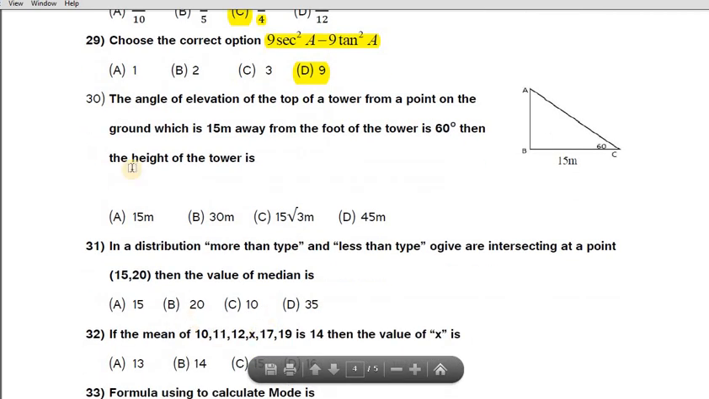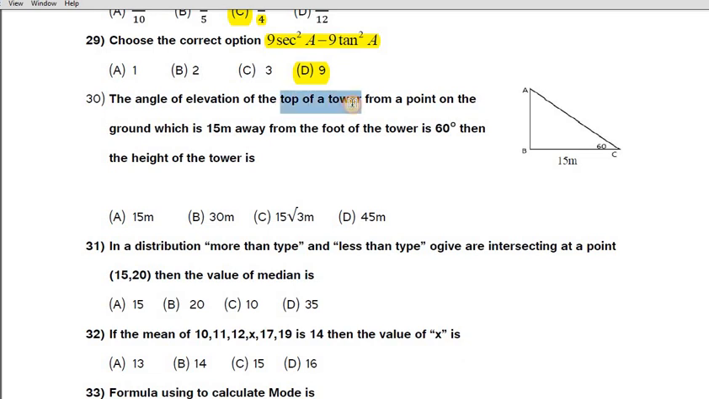Next question number 30. The angle of elevation of the top of a tower from a point on the ground which is 15 meter away from the foot of the tower is 60 degree. Then the height of the tower is. So angle of elevation is given. So if you observe the figure, 15 meter is the distance of the point from the foot of the tower. So C is the reference angle.